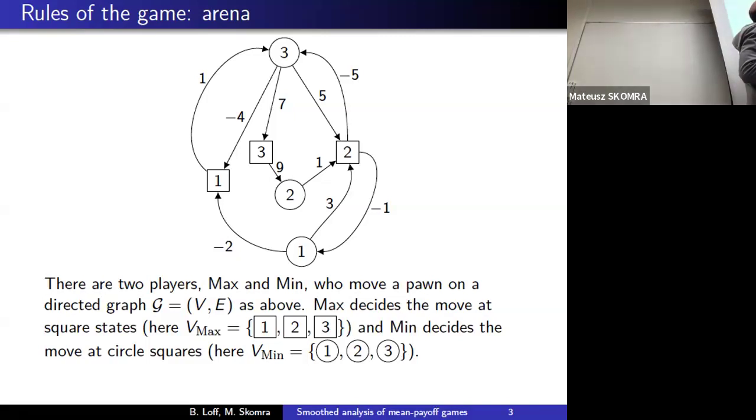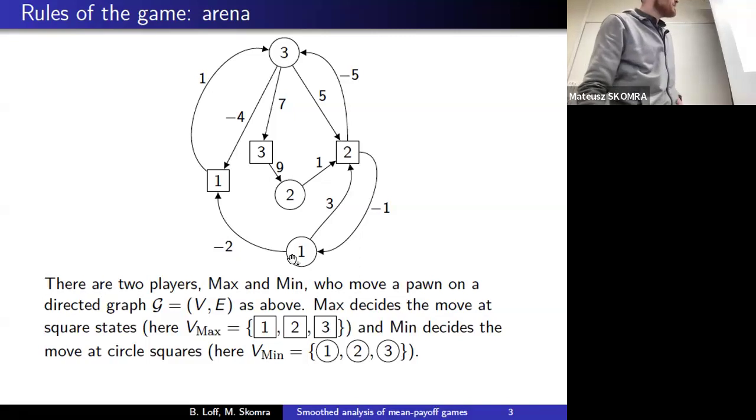And if the pawn is here on a node of player min, then player min decides the next move, right? So they can move to the left to this node, or they can move to the right to this node, right? And now we are, let's say, in the node of player max here, right? And then player max decides what to do. So at this node, they also have two decisions. They can move up to three, or they can move down to one, right?